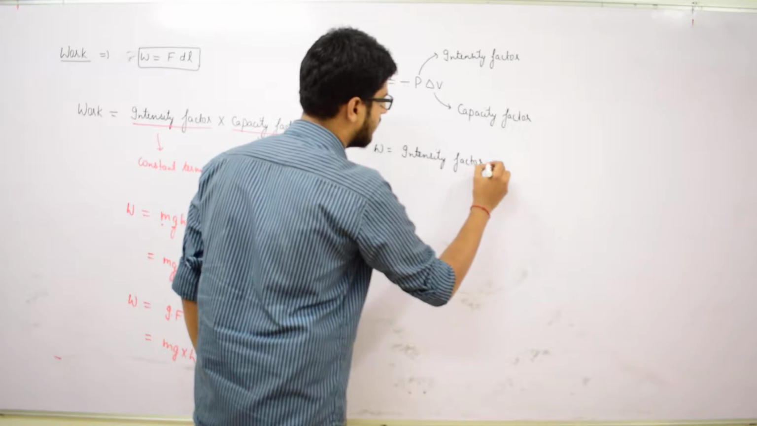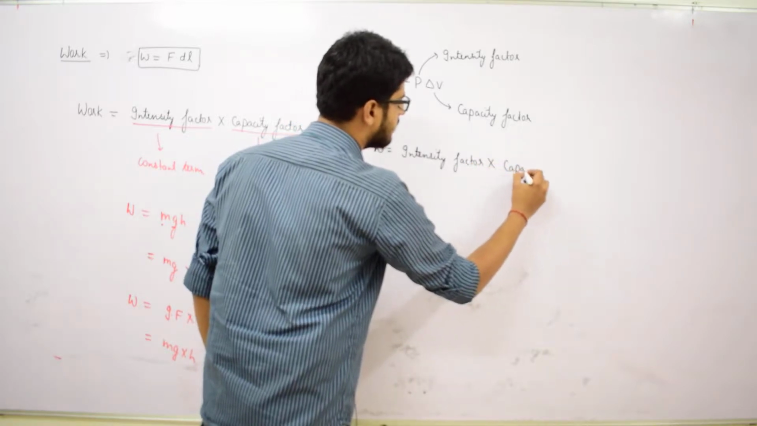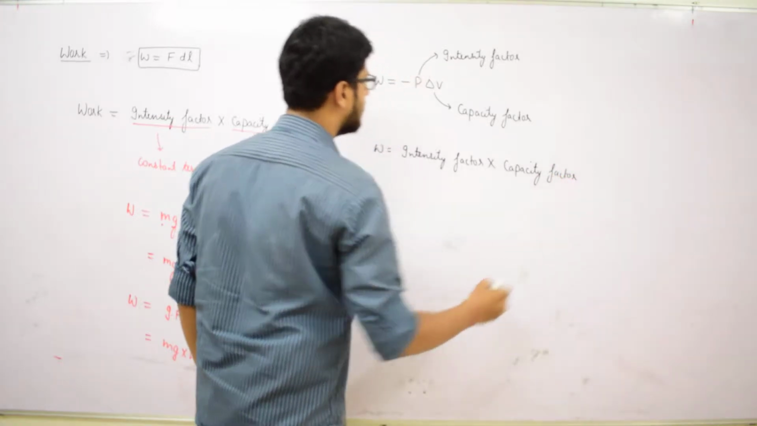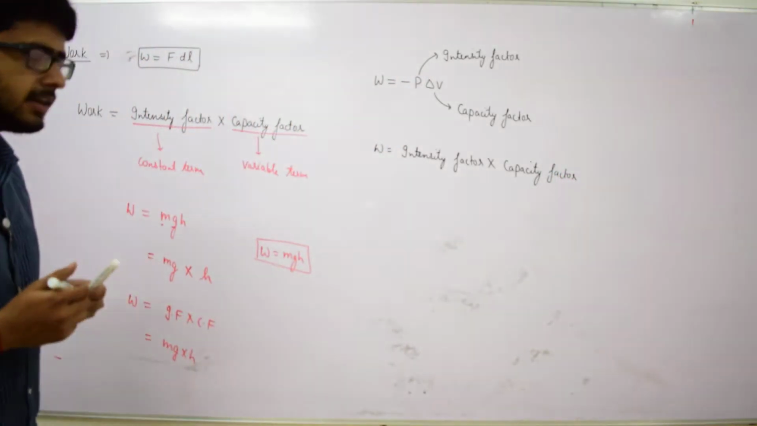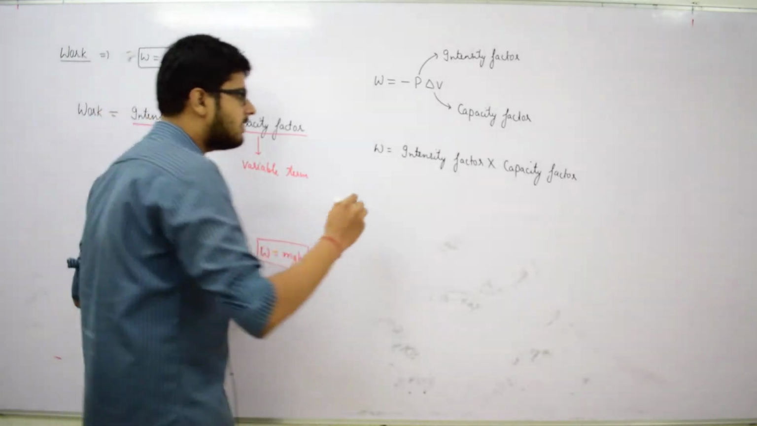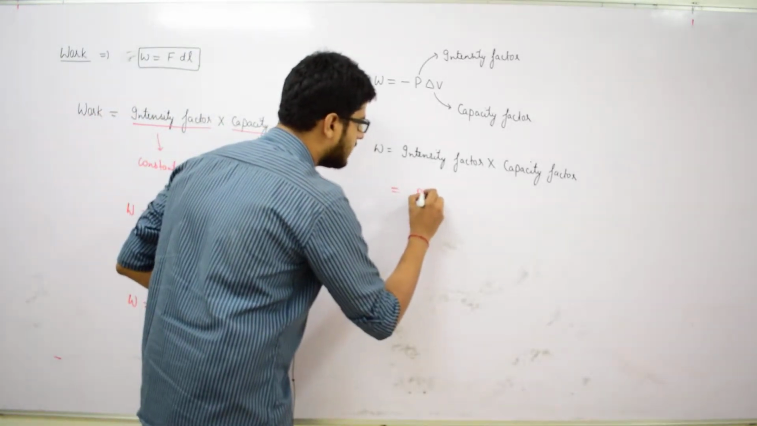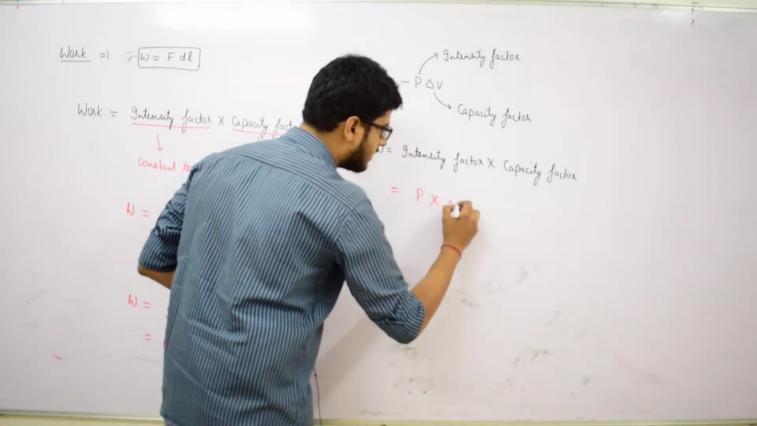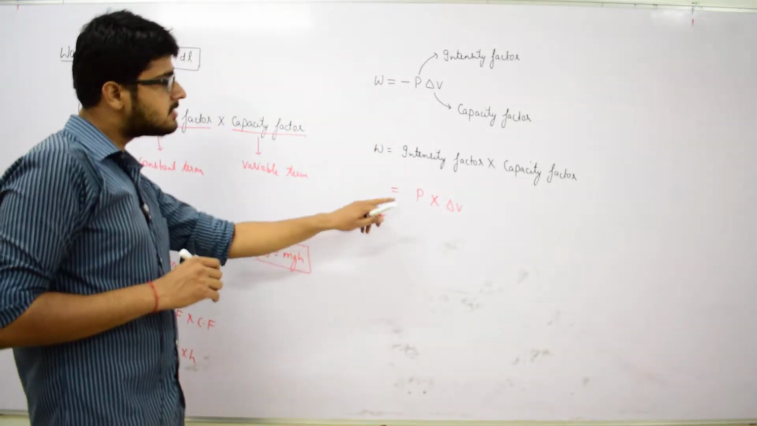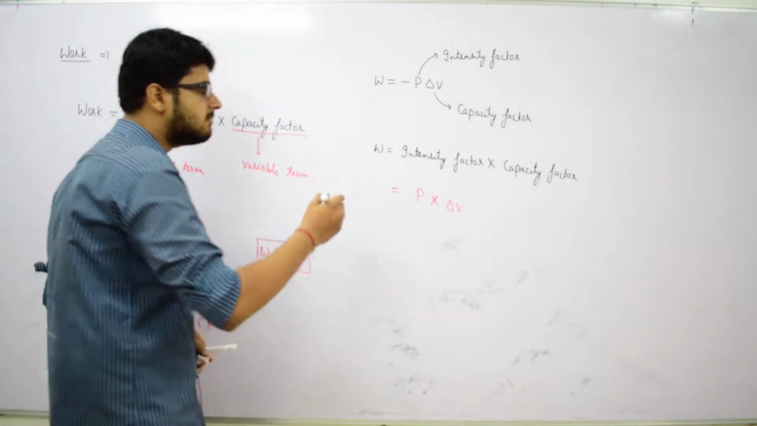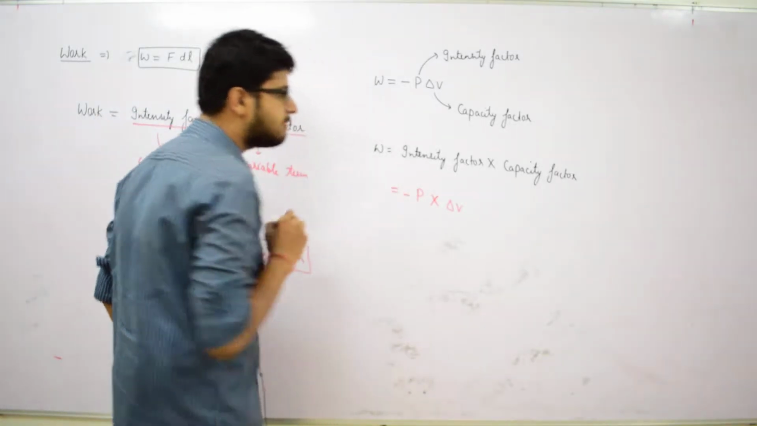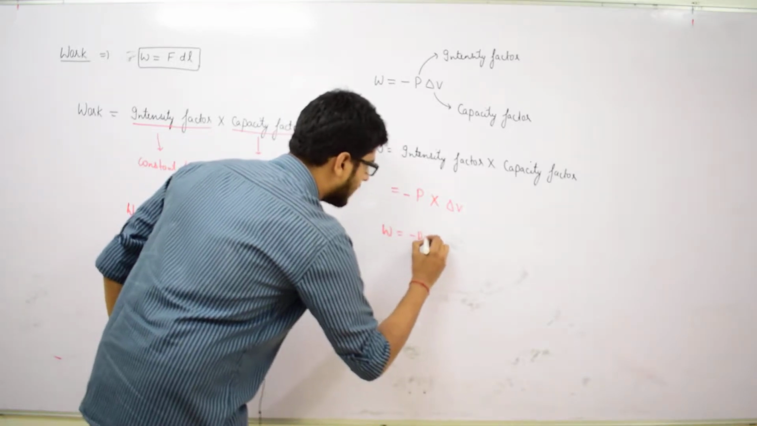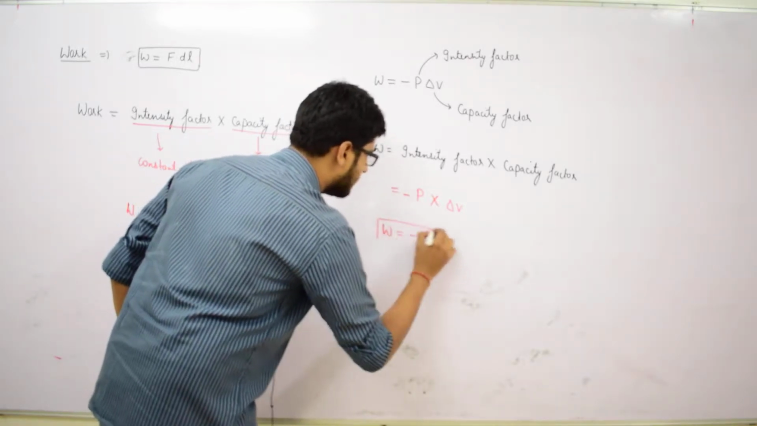So, again in this case, work done is a product of intensity factor and capacity factor. It is a product of both the factors, and it is called product of intensity factor and capacity factor. And in this case, intensity factor is P, pressure, and capacity factor, which is variable, is delta V. And since work is done by the system, it is represented by a negative sign. So, the net work done obtained is equal to minus P delta V.